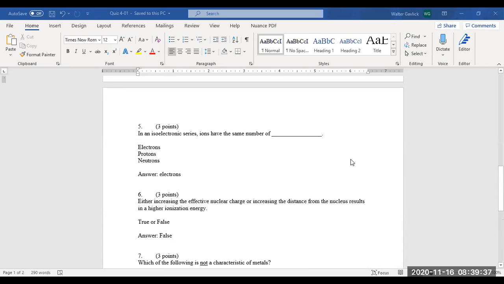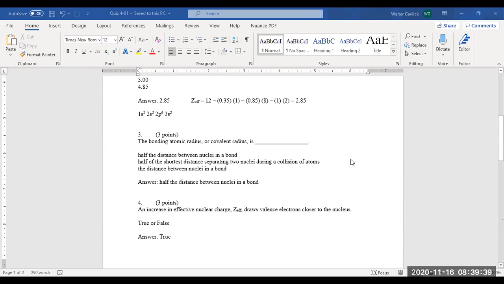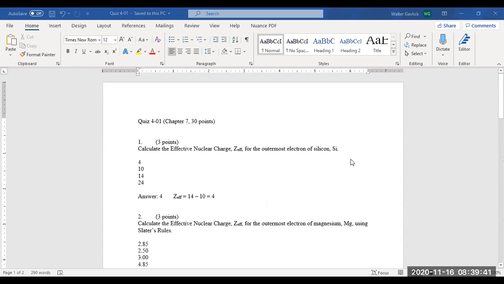I have a question about number 1. Uh-huh. Can you explain how you determined 10 to be the inner electrons? Yeah, so if you look on the periodic table and you find, in this case, it was silicon, which is 14.